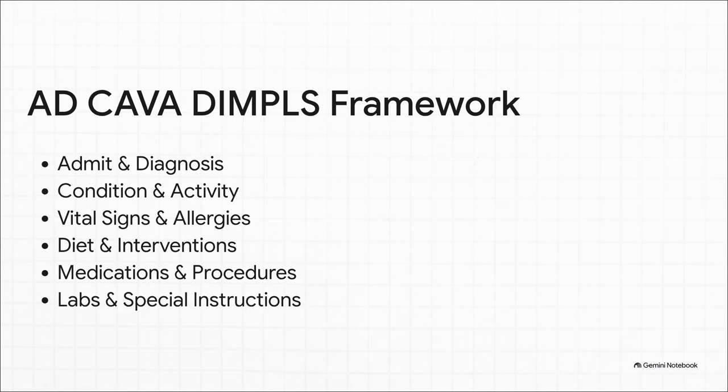AD-CIVA Dimples is a total lifesaver. It guarantees you cover the whole shebang. You literally just walk down the list. Admit, detailing the physician and unit. Then diagnosis, condition, and activity level. You explicitly order the vital signs frequency, list those allergies, and establish a diet. Then you knock out interventions, medications, both new and chronic, procedures, and labs. You finish it off with special instructions, which are those super important conditional orders like, notify the physician if systolic blood pressure hits 150. Stick to a framework like this and nothing falls through the cracks.